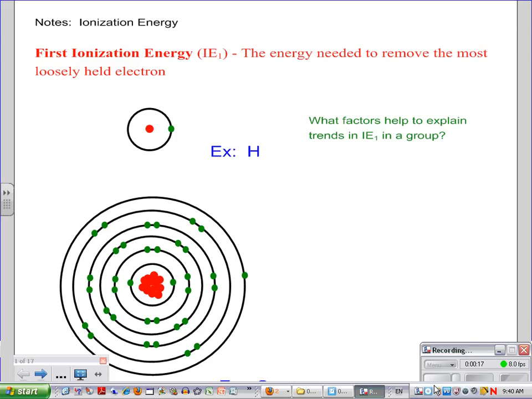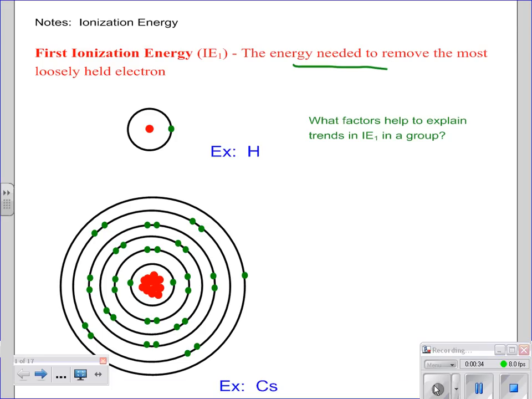There are two definitions that we're going to learn today, one for ionization energy and one for electronegativity. But it's really important that you know the definition, because if you know the definition, it makes the trend really easy to understand. So the first one is first ionization energy, and this is the energy that's needed to knock off that most loosely held electron. So that's the definition for the first ionization energy.